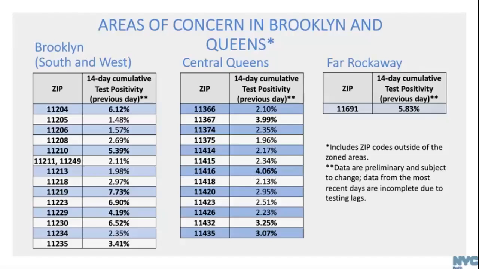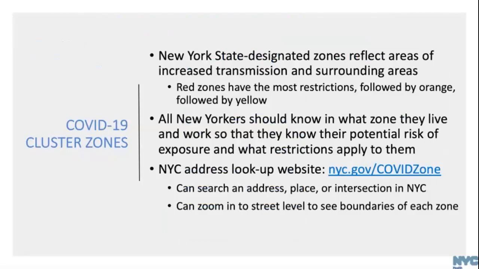Based on these observations, New York State designated zones that reflect areas of increased transmission, and then, subsequent to those areas, surrounding areas that are in effect a buffer zone around them. So red zones are in effect the driver of the rest of the geography. They're the areas that have the most disease activity. Around that is an orange zone, which is really about a 5-block to quarter-mile radius around the red zone. And then around that is a yellow zone, which is a larger geographic buffer around these 2 other zones.